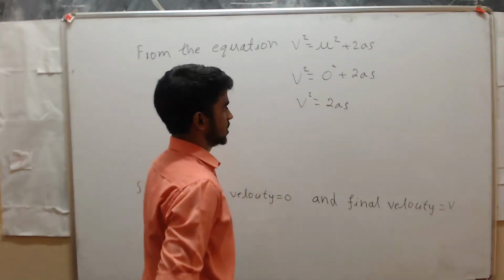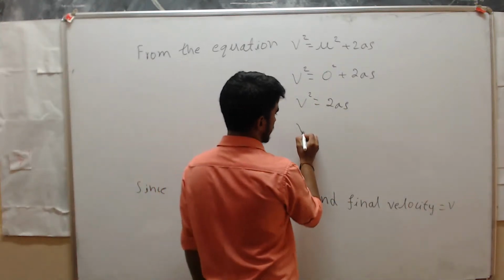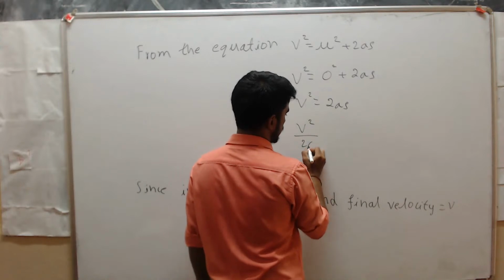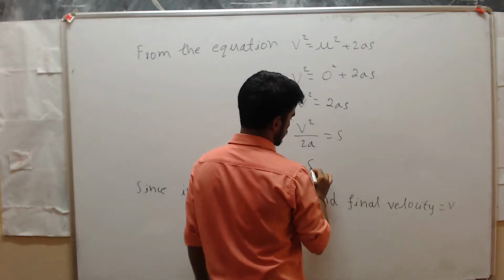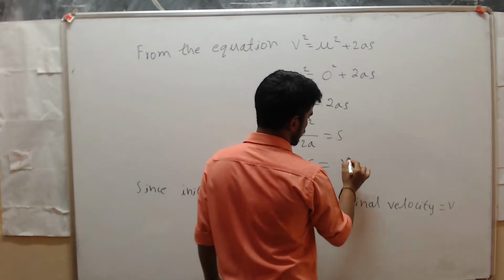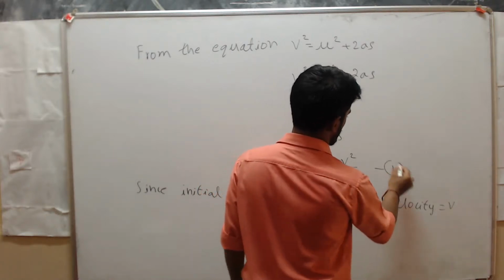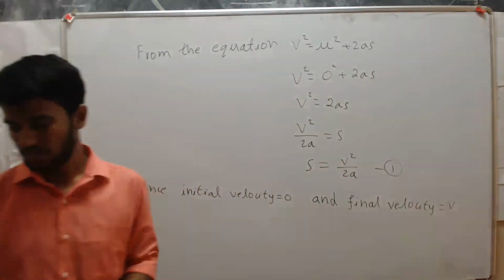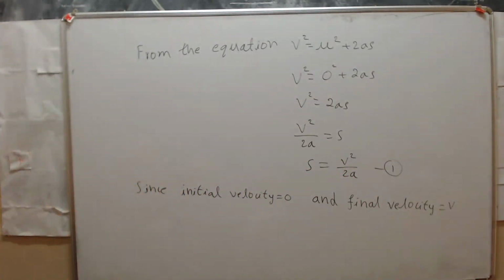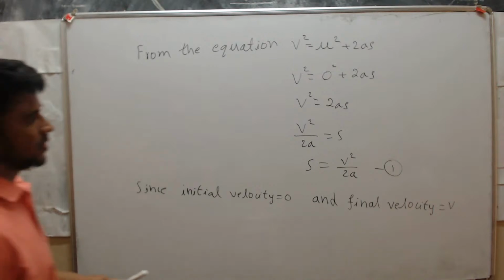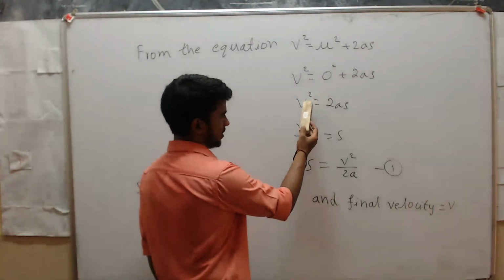Next, arrange the equation for s, that is v square divided by 2a equal to s. So finally s is equal to v square divided by 2a. Call this equation 1. So here no need to write this one, you can write directly this one.